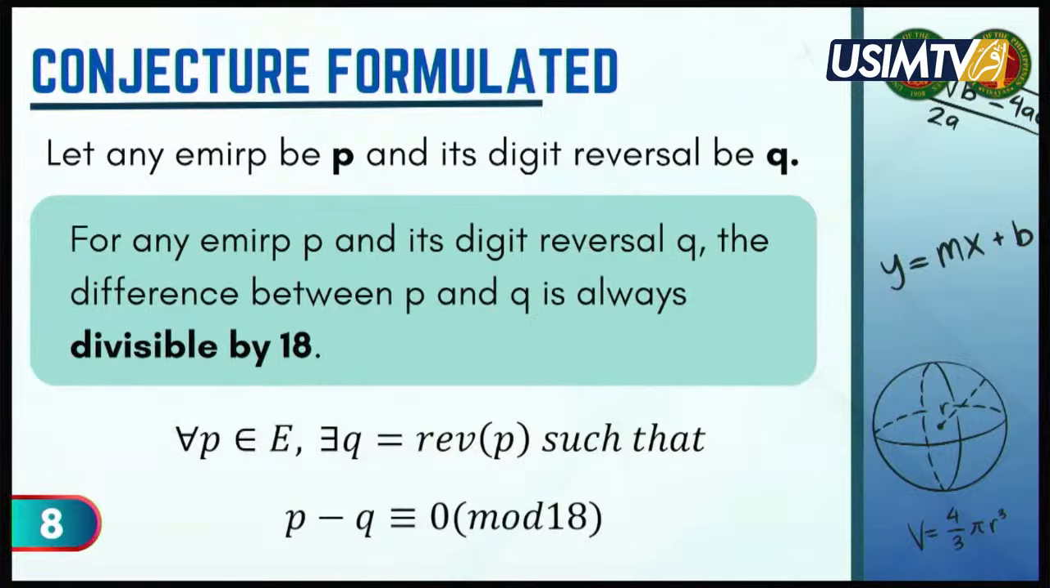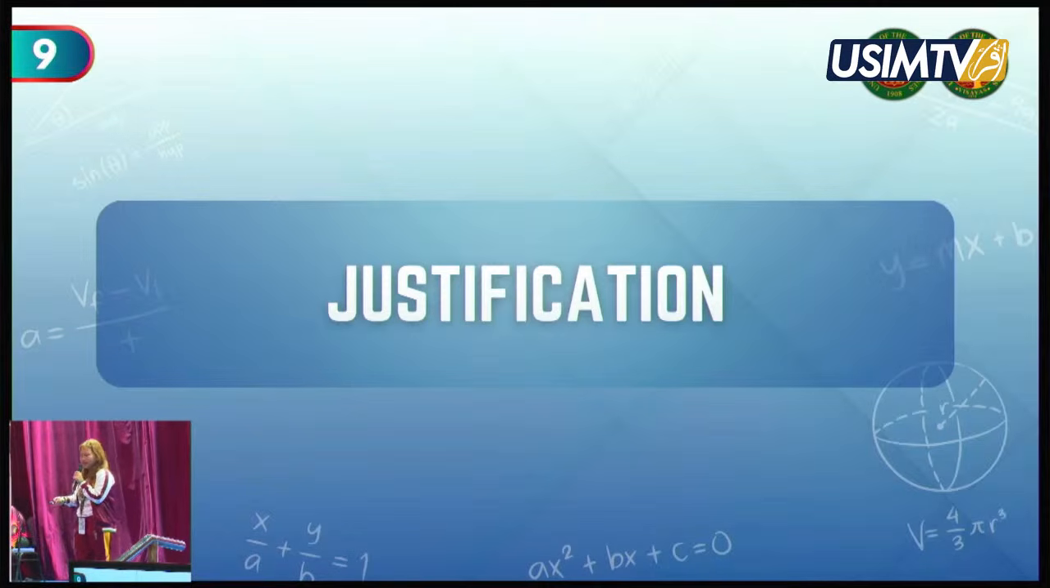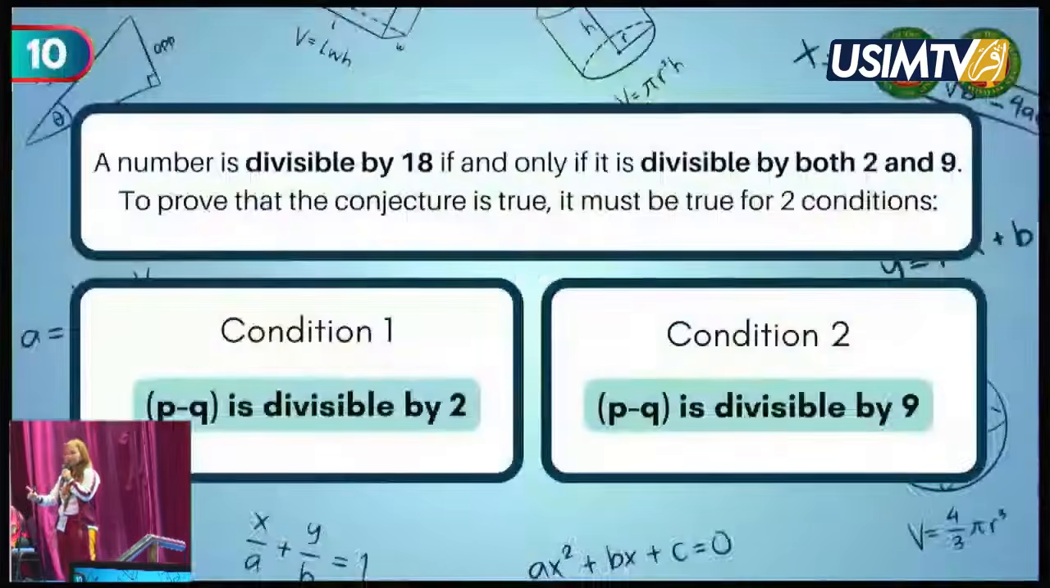That led us to hypothesize that these patterns exist for any immer, and by any immer, we mean infinitely many immers. So in order to prove that it is true for any pairs of immers, this is our justification. A number is divisible by 18 if it is divisible by 2 and divisible by 9.